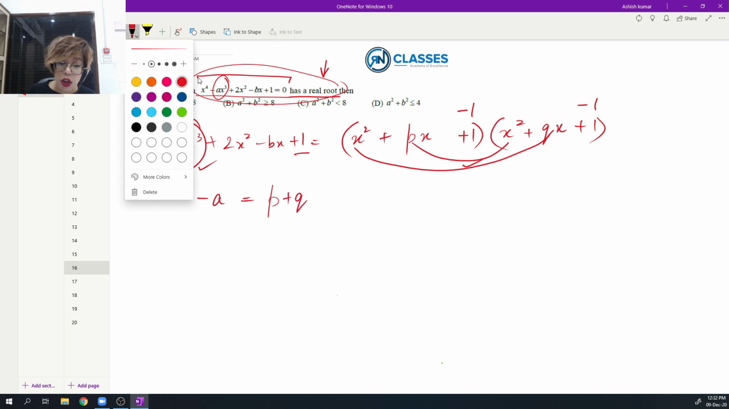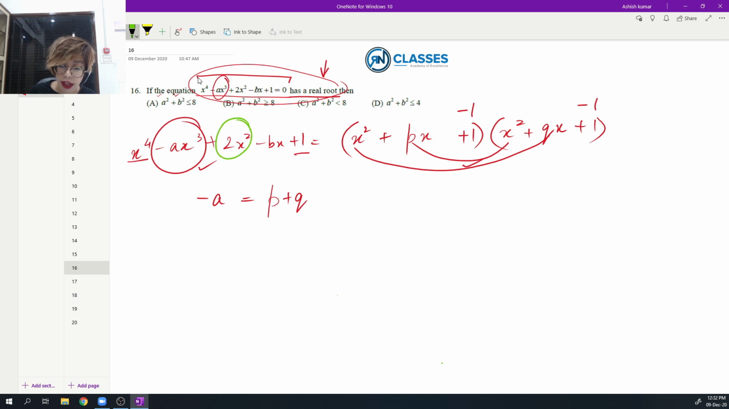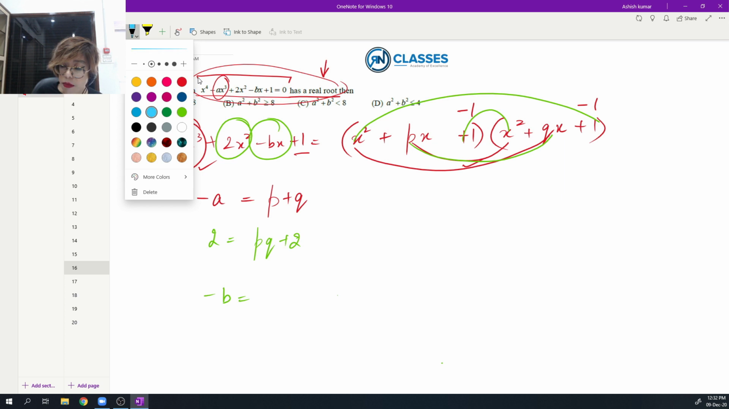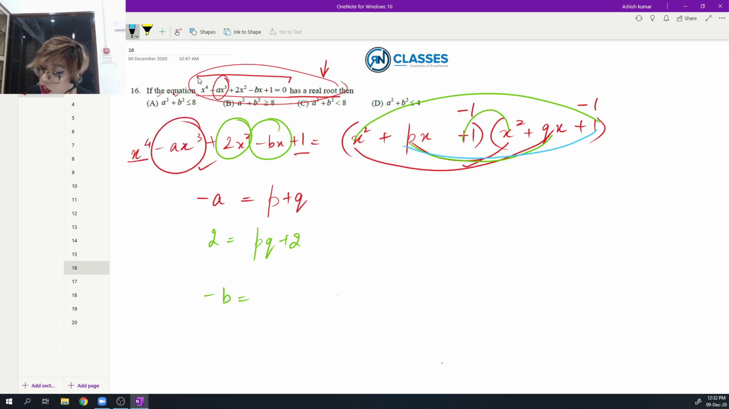Okay. Now let's talk about the coefficient of x square, which is 2. Equal to, now let's see from here, so 1 and then pq, then 1. So pq plus 2, right? Then let's talk about the coefficient of x, which is minus b. Now I'll get that from the x term: from here 1, that is p, and from here I'll get q, so p plus q, right? Now as you can see from this equation I can say that pq is equal to 0. So either p is 0 or q is 0. So I assumed p is 0, right? So let us take p as 0.